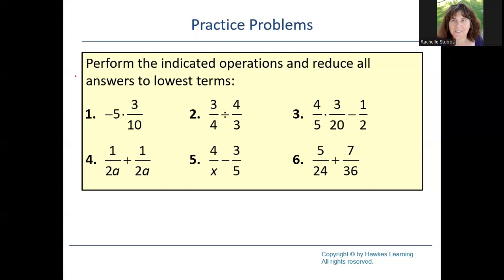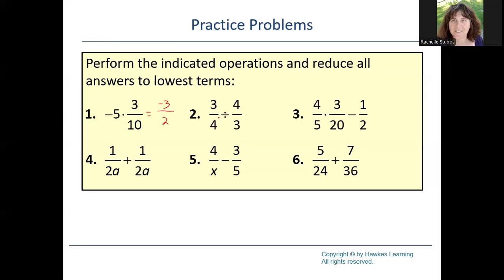Number one, I have negative 5 times 3 over 10. Well, when multiplying, we just multiply top times top, bottom times bottom, right? So that's really just a negative. Oh, and I'm going to pre-reduce. So now I have negative 1 times 3, which is negative 3, over 1 times 2, which is 2. Why did I go ahead and just make it a fraction like that? Well, any whole number you can write as a fraction by putting 1 underneath it. That's just to help me know I'm dealing with fractions, okay?